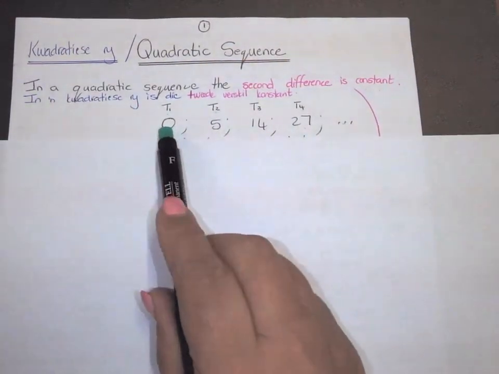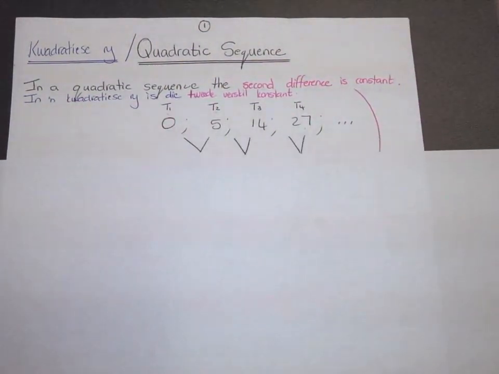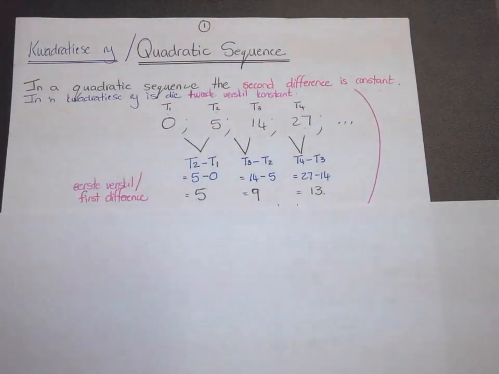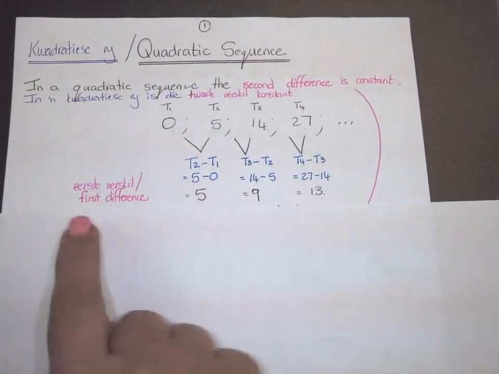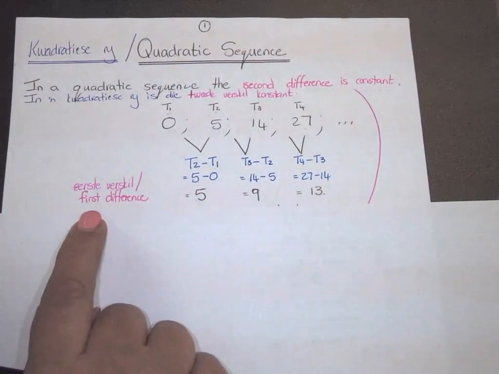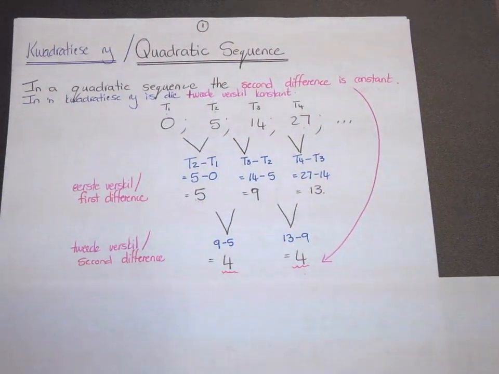I give you a sequence, and then the first thing that you do is you get the first difference. You must know which row is called first difference and which row is called second difference. Because sometimes I give you a quadratic sequence and then they ask you to do some work on the first differences. Then you must know which row it's referring to.